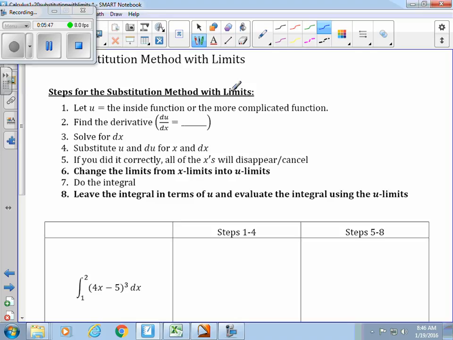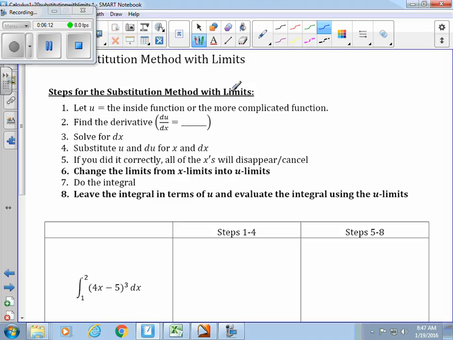The only difference is step 6. We're going to change the limits from x limits to u limits. Then we're going to do the integral. We are not going to substitute x back in. We have successfully completely changed the integral into something completely equivalent with a different variable involved. We're just going to find the number from there.